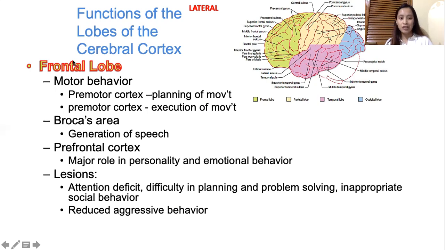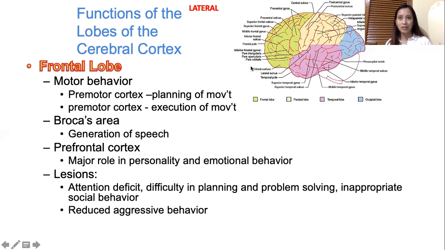Aside from that, speech generation, which is in Broca's area, is also located in your frontal lobe. Broca means creation of vocal speech. That's how I tried to remember it when I was a student. So Broca, vocal. It's the area of the brain where speech is generated. The prefrontal cortex, this one here in this area, has a major role in personality and emotional behavior. So if you have any lesions in this area, you would exhibit changes in behavior and personality.